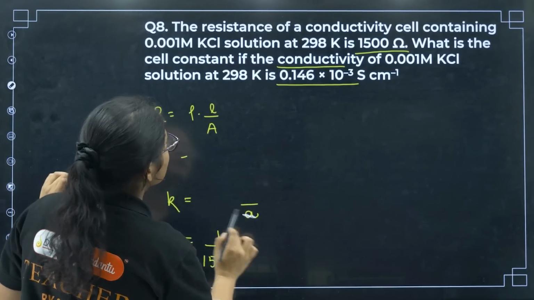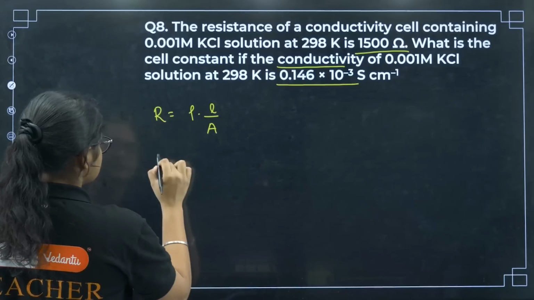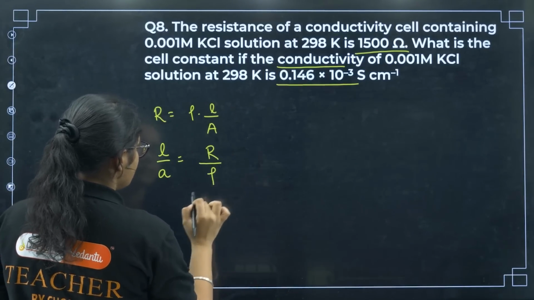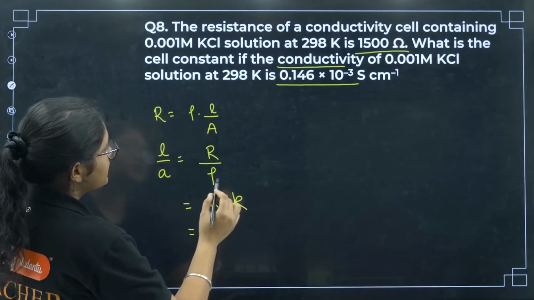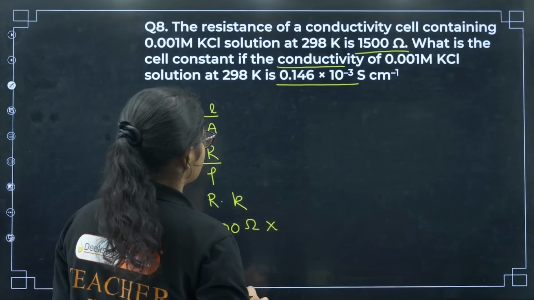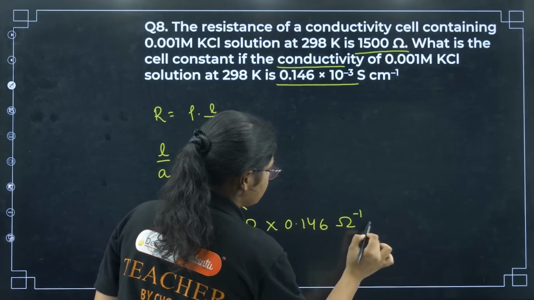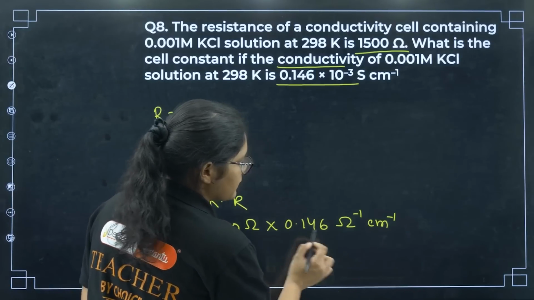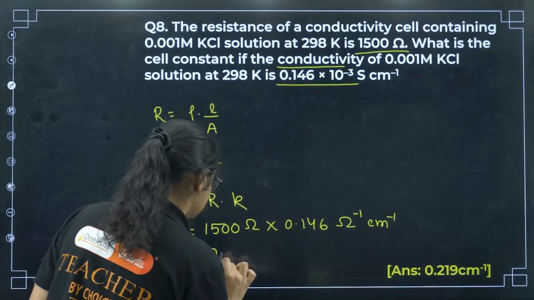We have to find the cell constant, right? So I will do a better calculation. I can write it like this. The cell constant is L by A, that is equal to R by rho, or you can write R into 1 by rho, which is nothing but kappa. So just substitute the values here. R is 1500 ohm, and kappa is 0.146 S, where S means ohm inverse and centimeter inverse. Now if I multiply these two, you will get 0.219 centimeter inverse.